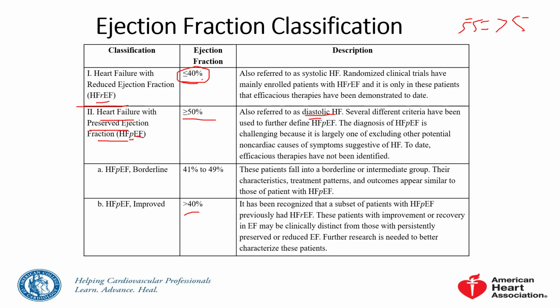So again, HFrEF is less than or equal to 40% ejection fraction, talking about the left ventricle primarily. And then preserved are patients with an ejection fraction greater than 50%, but they still have symptomatic heart failure because they have that impaired diastolic function, impaired relaxation. Then there's the borderline patients who typically resemble more of that HFpEF clinical presentation, and then HFpEF improved.